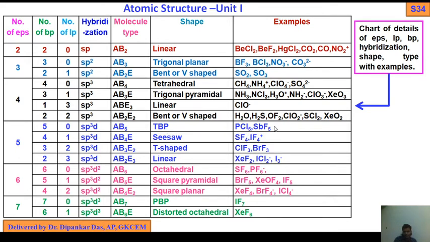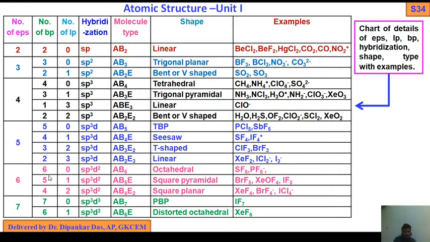Okay, later we will see the shapes, particularly axial and radial. 4 BP 1 LP, sp3d, AB4E, seesaw structure: SF4, IF4+. If 3 bond pairs and 2 lone pairs, sp3d, same hybridization, AB3E2, T-shape: ClF3, BrF3. If 2 BP, 3 LP, sp3d, AB2E3, linear: XeF2, ICl2-, I3-.